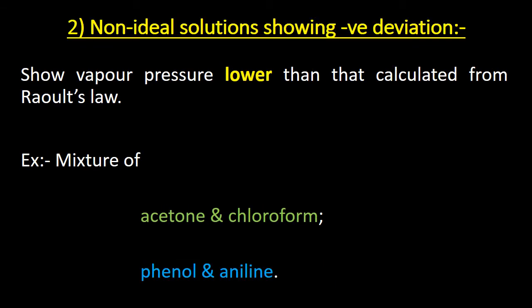Second type of solutions are non-ideal solutions showing negative deviation. That means these are the solutions which show vapor pressure lower than that calculated from Raoult's law. Examples are a mixture of acetone and chloroform or a mixture of phenol and aniline.